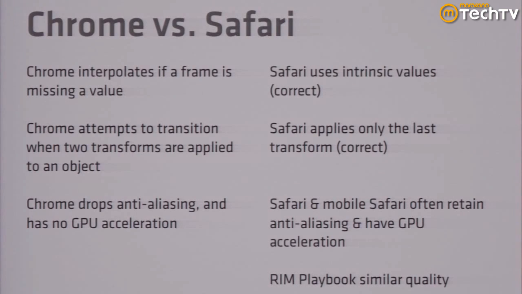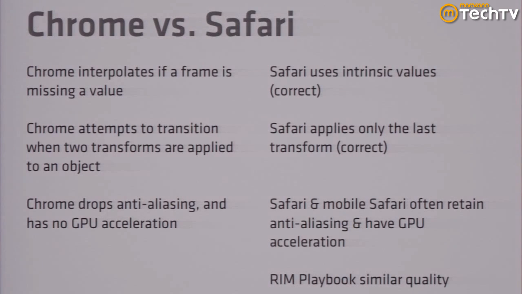Chrome versus Safari, they both support -WebKit, but they have a couple of limitations. If a frame is missing a value that you're animating, Chrome will try and interpolate. Safari will actually go back to the intrinsic property, which is sort of the correct way to do it, although the spec is not entirely clear, so that's one of the things that they rewrote. If you have 2 transforms on an object, Chrome will try and transition. Safari will only apply the last transform, which is correct, because that's the way CSS works.